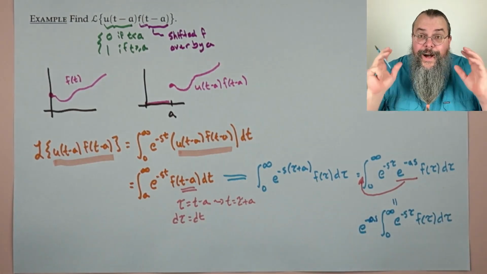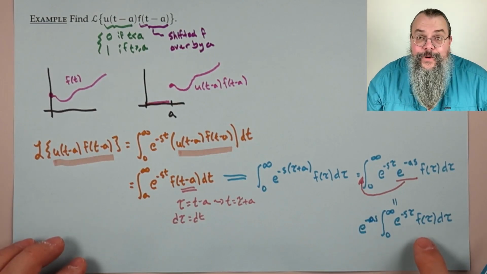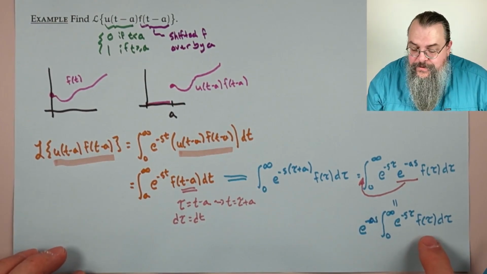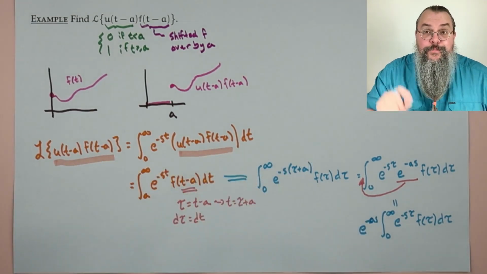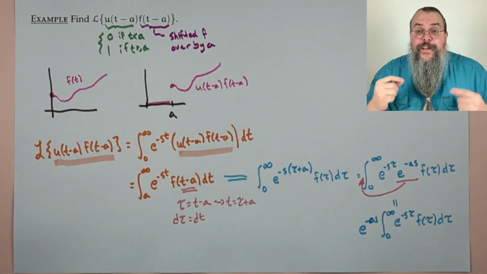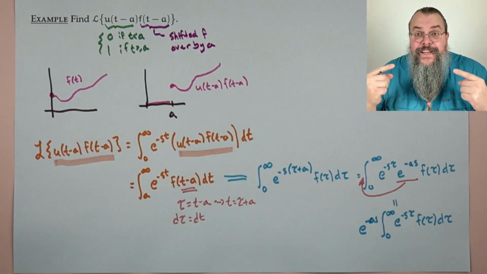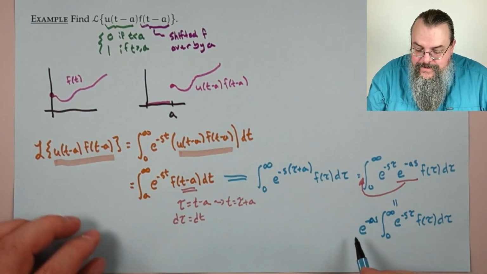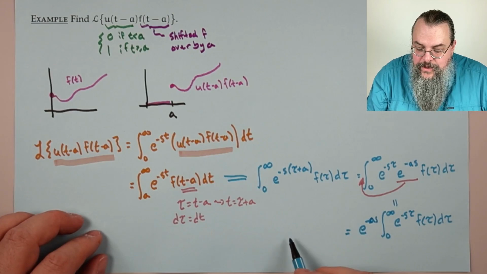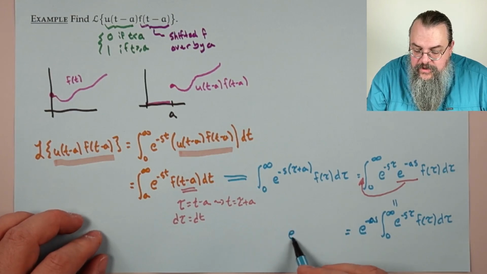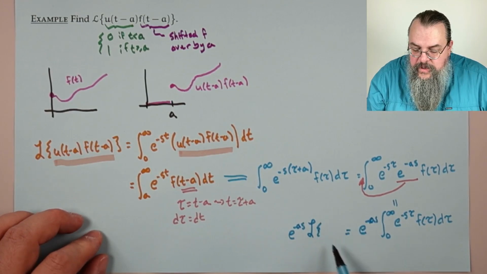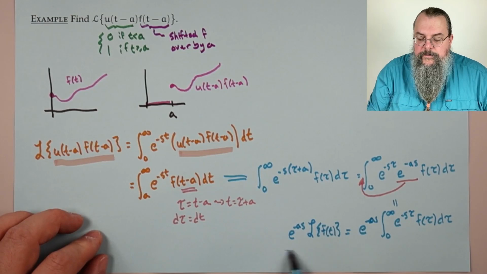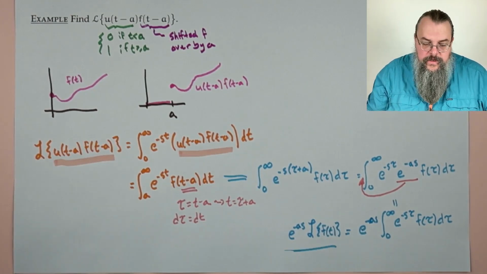And our great aha, we recognize this. We've seen this before. This looks a lot like a Laplace transform, because it is. It's a Laplace transform of f. And so we say, lo and behold, this is e to the minus as times the Laplace transform of f of t. All right. So there we go.